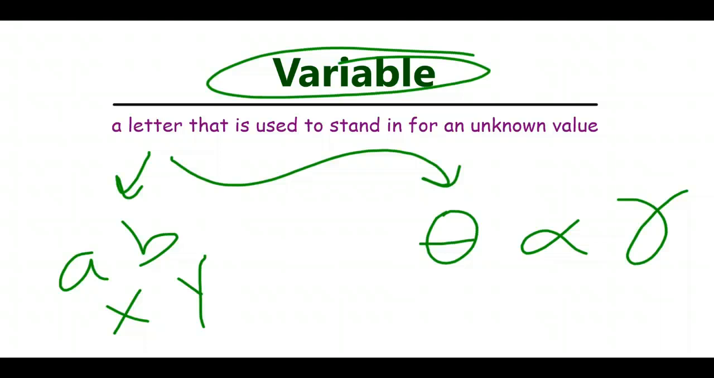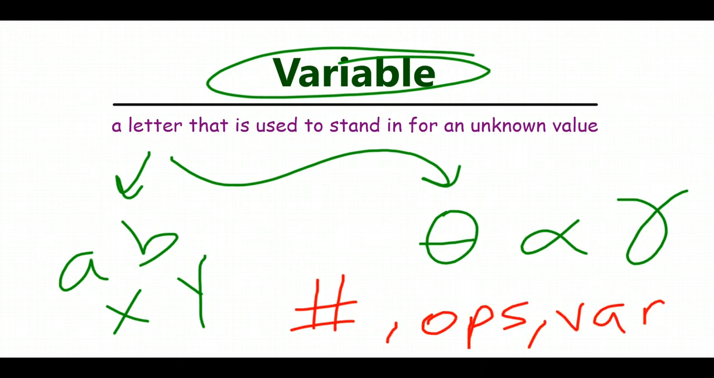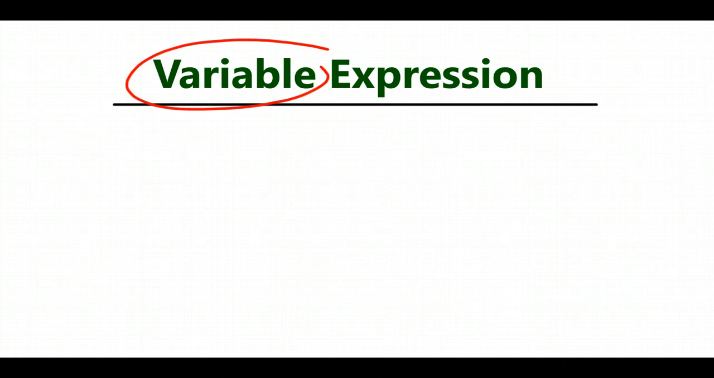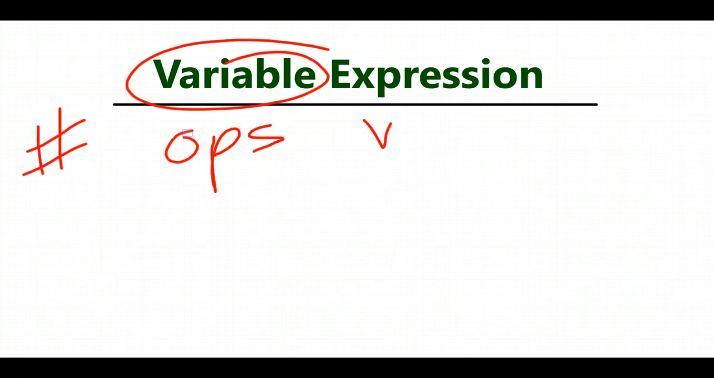This concept of not knowing and either solving to find an unknown value or being able to work through a math problem with this unknown value is one of the core concepts of math moving forward. So if we have an expression that has numbers, operations, and variables, we have what's called a variable expression. Again, numbers, operations, and variables. So let's take a look at some variable expressions to make sure that we've really got this concept down. Numbers, operations, variables.